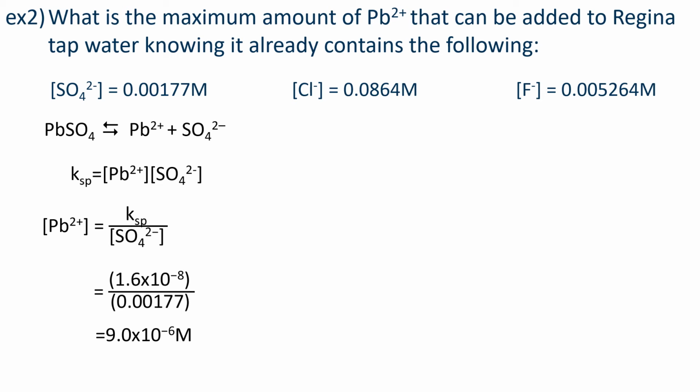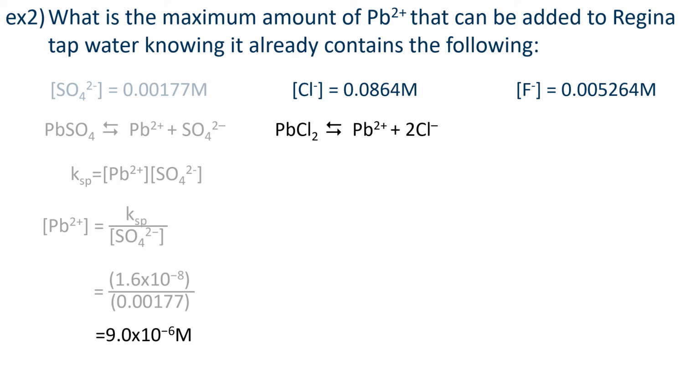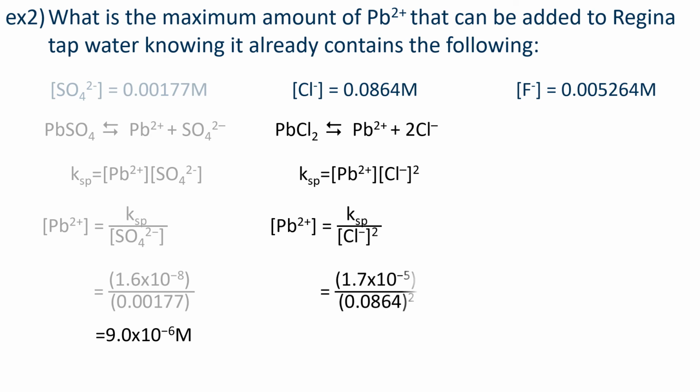Now we also have chloride, so that means lead-2 could form a solid with chloride. So I'm going to write the balanced decomp equation for lead-2 chloride, breaking up into lead-2 ion and chloride ions. I make my KSP expression from that balanced decomp. I want to get Pb2+ by itself, so I will divide both sides by the Cl minus concentration squared. And again, I will get the KSP number for lead-2 chloride off the green sheet, and I will divide that by the chloride concentration squared. Punch it into my calculator, I wind up with 2.3 times 10 to the negative 3 molar.